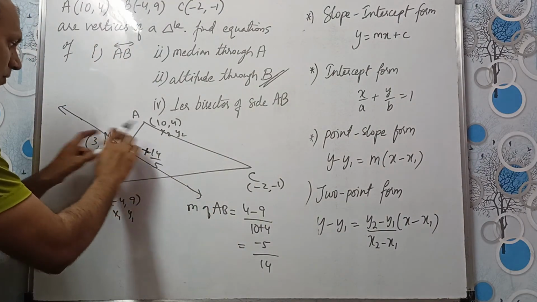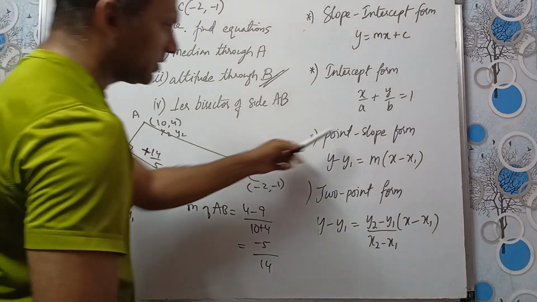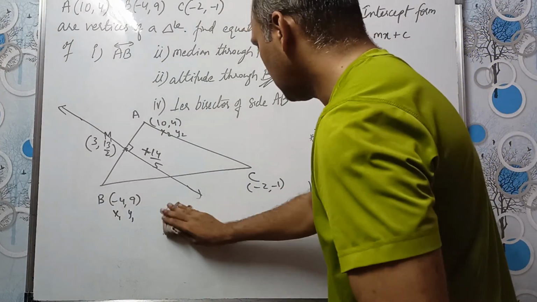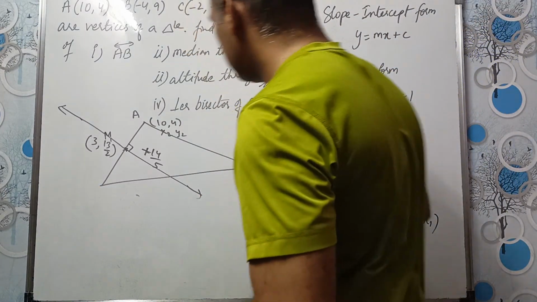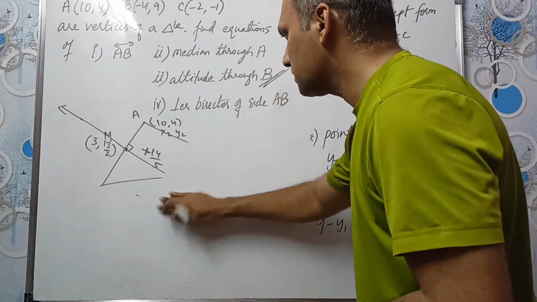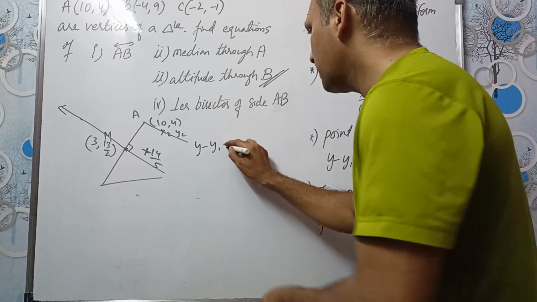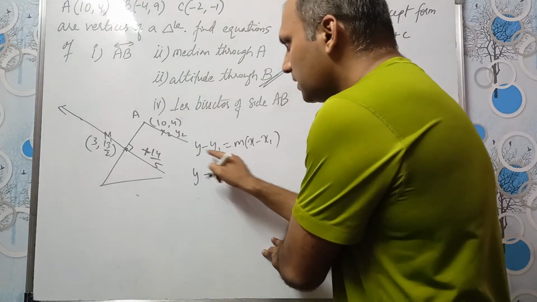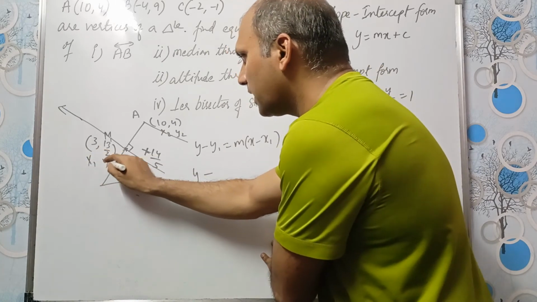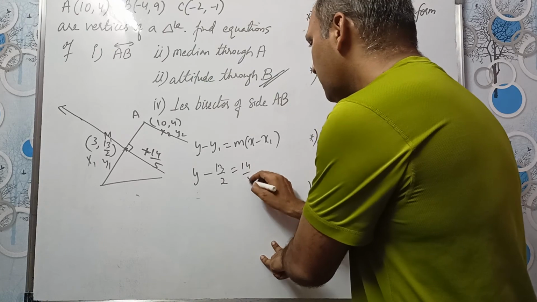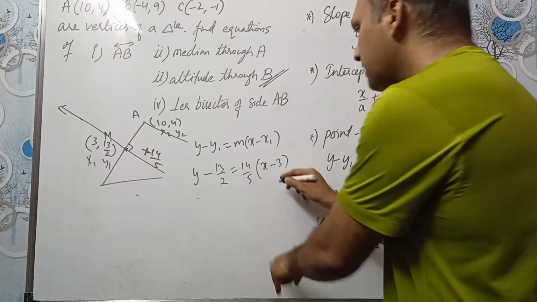Okay, now we have slope, we have a point. Point slope form. We can use point slope form, right? Okay. So let us use point slope form now. Let me just rub this also. We have y minus y1 is equal to m into x minus x1. So this is x1, y1. So y minus 13 by 2 is equal to m, 14 by 5, multiplied by x minus 3.